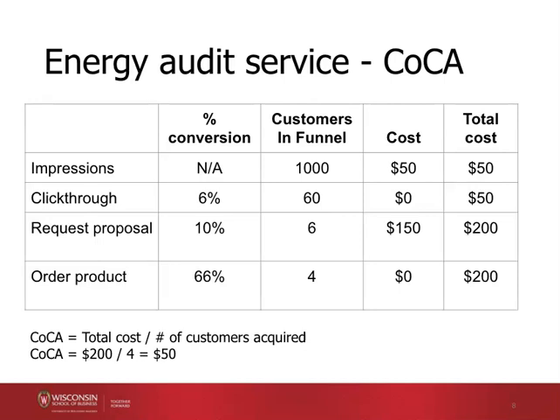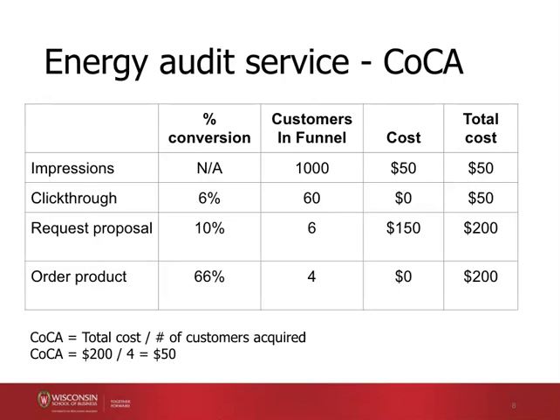The 6 people who requested a proposal, each proposal costs us $25 to produce. So the cost of this step is 6 times 25, which is $150. And that brings our total cost up to $200. And then, of those individuals still in the funnel at this point, the ones who receive an actual proposal, 2/3 of them actually order the audit. So of the 6 individuals who requested a proposal, 4 of them actually order the audit. Again, this doesn't cost us anything, and so our total cost is $200.